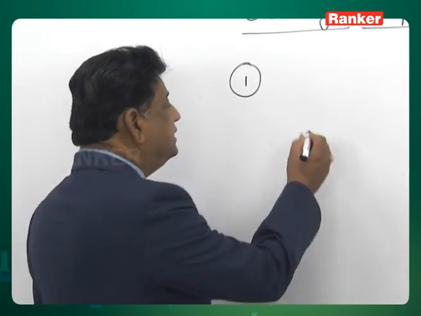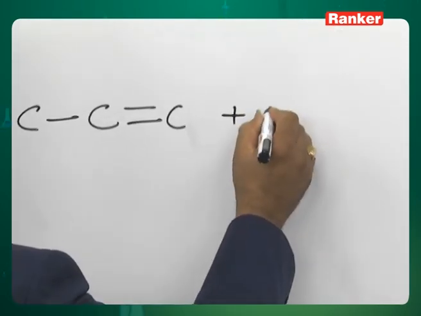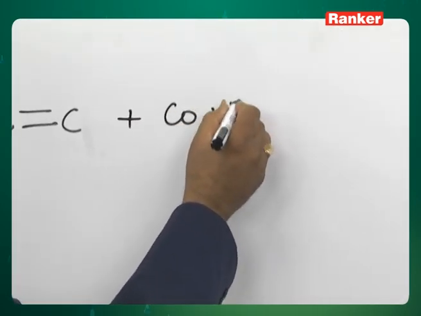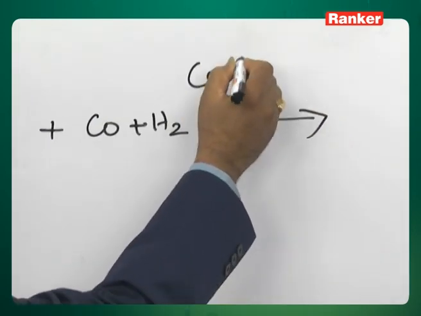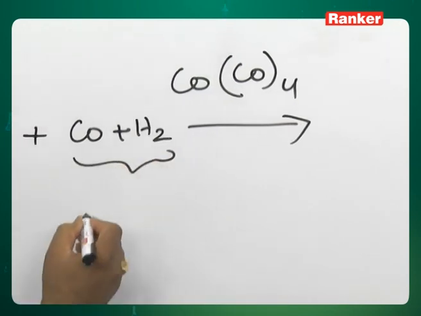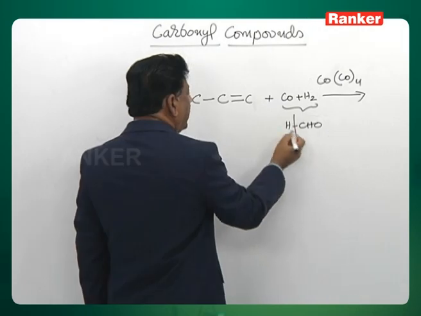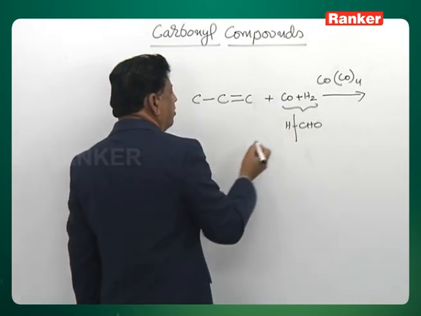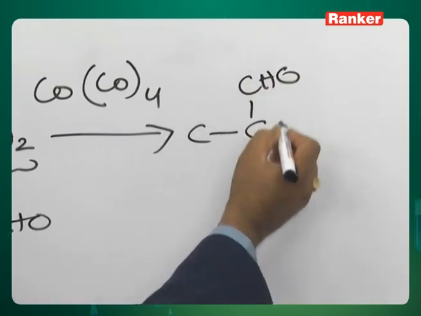So only the second answer, that is C, is the oxo process. In this reaction, propene is treated with carbon monoxide and hydrogen, with a catalyst, cobalt tetracarbonyl. So these two actually give formaldehyde in situ, and it will be added following Markovnikov's rule. The major product has a CHO here.